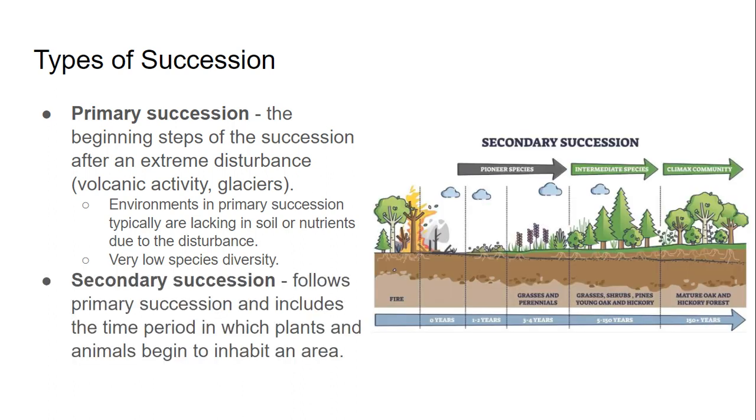So following primary succession, we then have secondary succession. So this follows and includes the time period in which plants and animals start to begin to inhabit an area. So if we look at this picture over here, you can see this is where we're starting. So you have this really big forest, and let's just say in this case, the disturbance was some sort of fire that wiped out a lot of things. Well, after that fire, that's going to really leave not a whole lot of living things left. It's going to kill off just about everything.